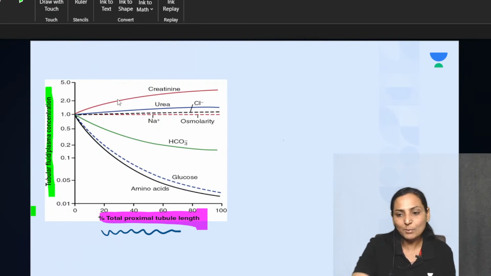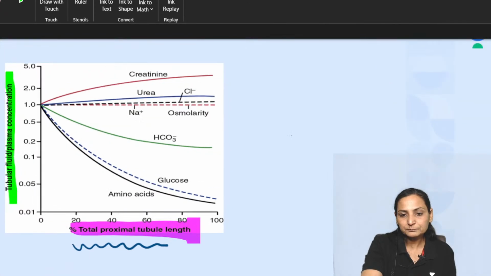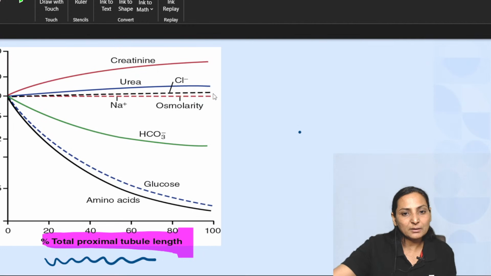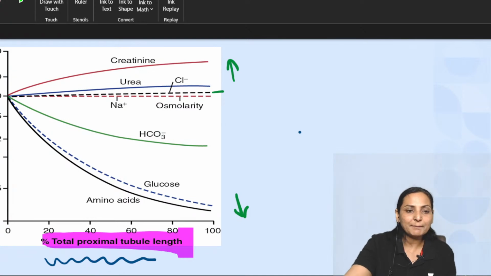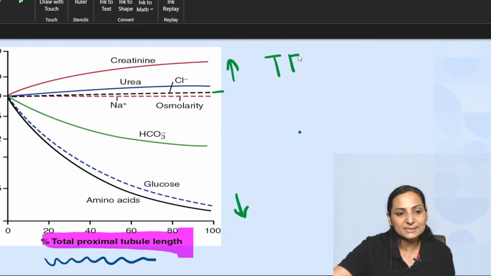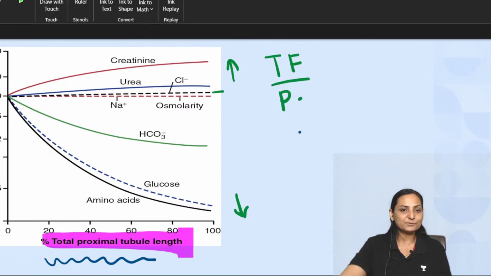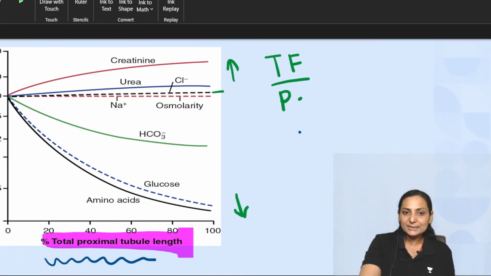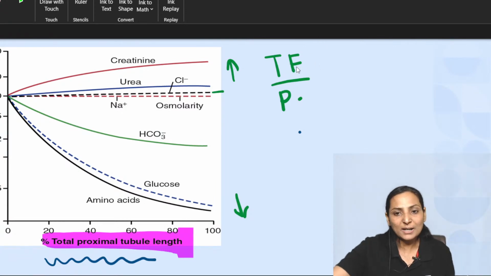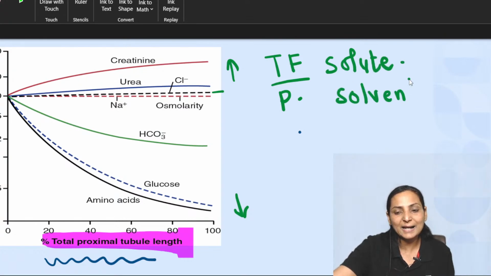You can see that some of the curves are above 1.0, and some of them are below 1, below your baseline of osmolarity. So some are more than 1, some are less than 1, and a very favorite question is the tubular fluid to plasma concentration. Whenever you have to study this, you must first understand the logic. What is the logic? You will have to understand that you have to compare the reabsorption of solute and solvent.